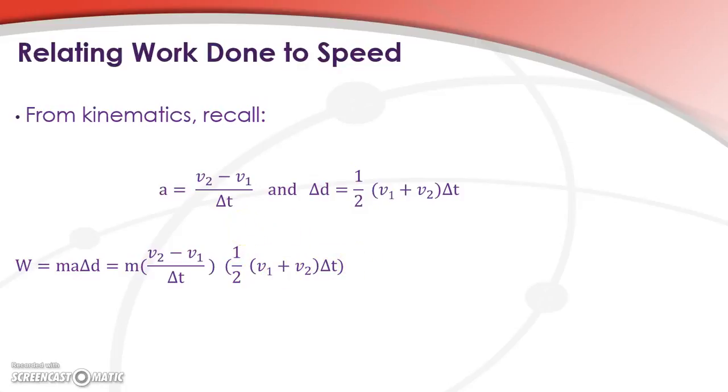We can move the 1/2 over to the left-hand side. And then we're left with 1/2 m times v2 minus v1 times v1 plus v2. And our algebra allows us to simplify that half of the expression to v2 squared minus v1 squared. Now, it may take you a few seconds to go through the math of that and convince yourself of it. Or maybe you can just trust me that our work equals 1/2 times the mass times v2 squared minus v1 squared.